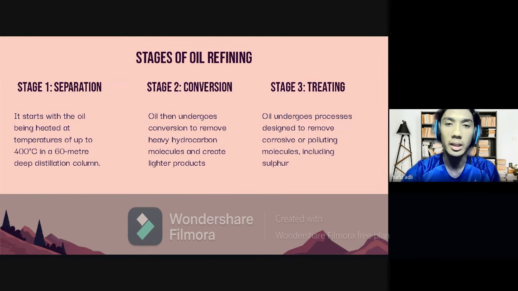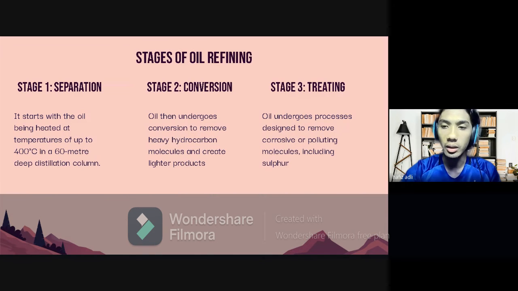The last stage is treating. During the treating stage, oil undergoes processes designed to remove corrosive and polluting molecules, including sulfur. Caustic soda wash is used to sweeten kerosene, butane, and propane, and to remove thiols. Automotive fuels are treated with a catalyst to convert naphthenic hydrocarbons into aromatic hydrocarbons and increase octane rating.